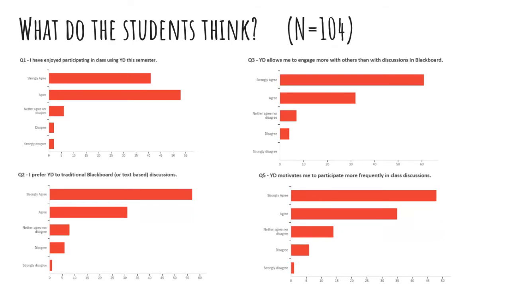Question 2 had to do with their preference of Yellow Dig over the traditional Blackboard discussion board, which is what they were mostly familiar with. And again, an overwhelming majority, 85%, checked agree or strongly agree. And it was just 6% who said that they disagreed or strongly disagreed.